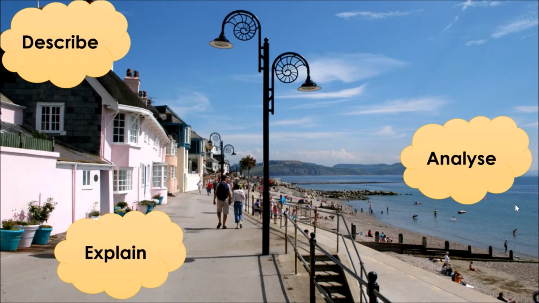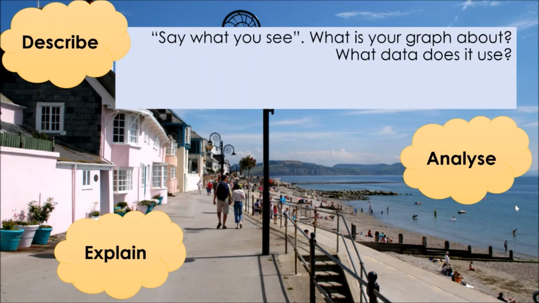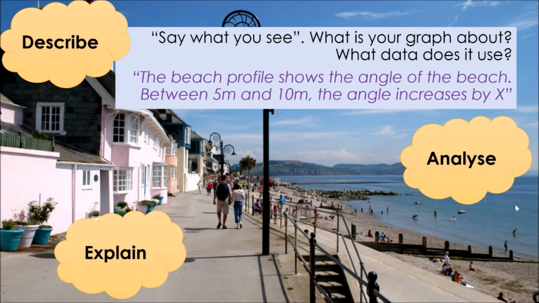Okay, so let's run through each of these separately. When we talk about describing as a geographer, we often refer to it as just saying what you see. So in the context of our fieldwork, we might be now looking at a graph or a map of some sort, talking about what this graph is about, what data it uses, but also identifying any trends as well. So here's an example of how we might use that within our beach profiles later in this lesson.